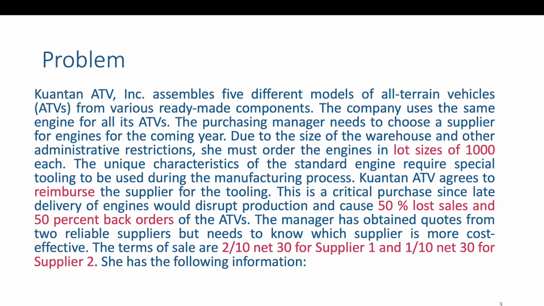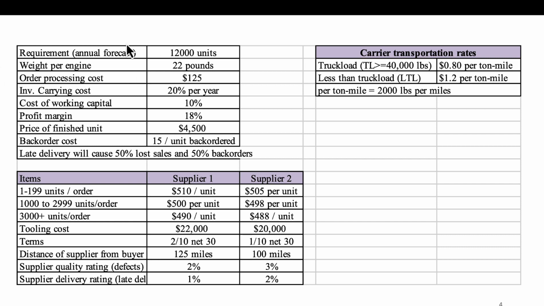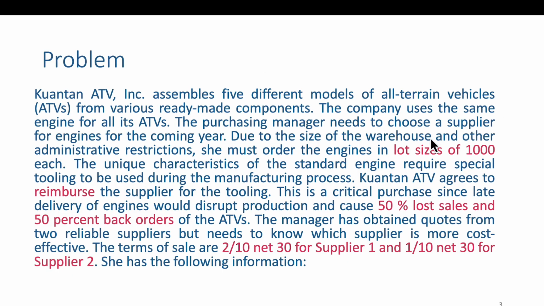Here is a company. This company makes different types of vehicles, and for that it buys engines from a supplier, and it wants to conduct an analysis of which supplier would be most effective and most cost efficient. For example, here it says that they will be using a lot size of 1000, although we have this data. And as you can see in this data, it says their annual requirement is 12,000 units, and they will be buying from the supplier in lot sizes of 1000, which means they will be placing 12 orders. So most likely it is 1000 engines every month, and total will be 12,000.